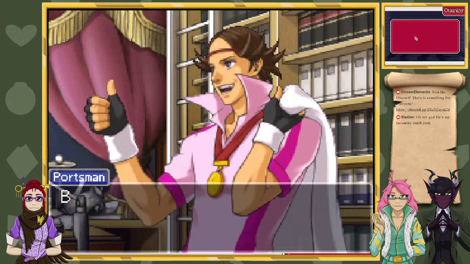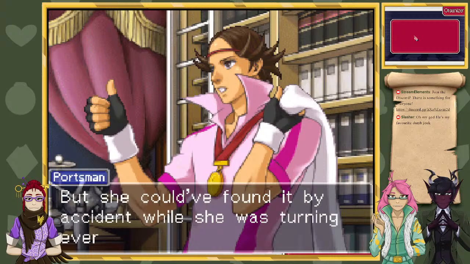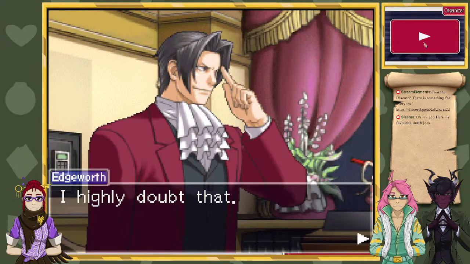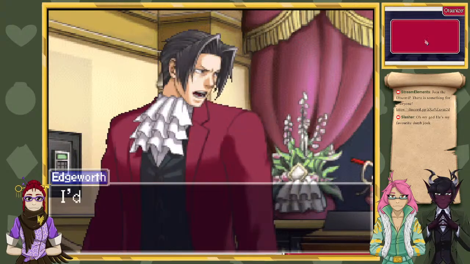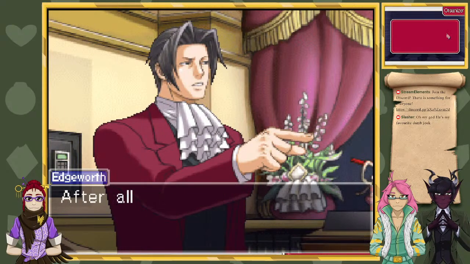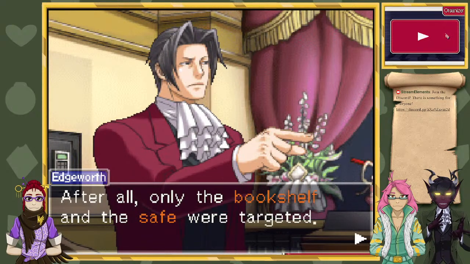But, bro, she could have found it by accident while she was turning everything else upside down, bro! I highly doubt that. I'd say the culprit knew exactly what they were looking for. After all, only the bookshelf and the safe were targeted.